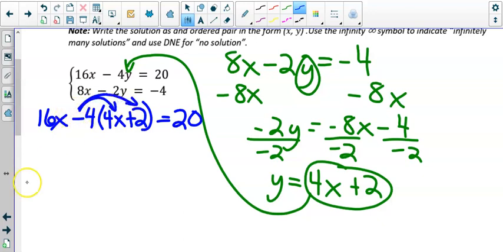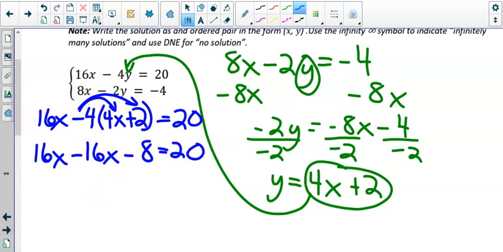Multiply that -4 through. You got it. So 16X, what's -4 times 4X? Okay, -16X. What's -4 times 2? -8 equal to 20. All right, now what do we do? Combine like terms. So these X's are going to get together. What's going to happen to those? Boom, they're gone. So all I have left is -8 equal to 20.